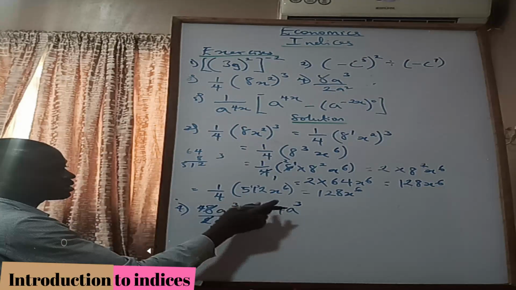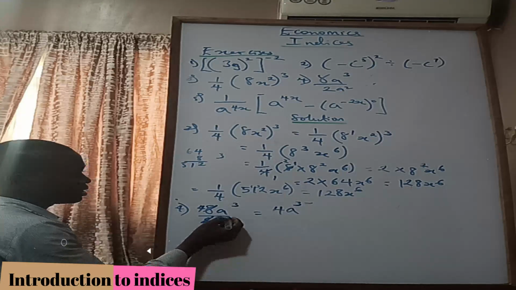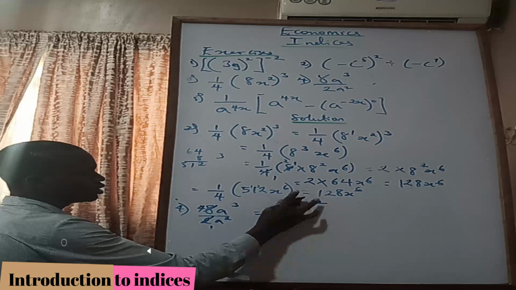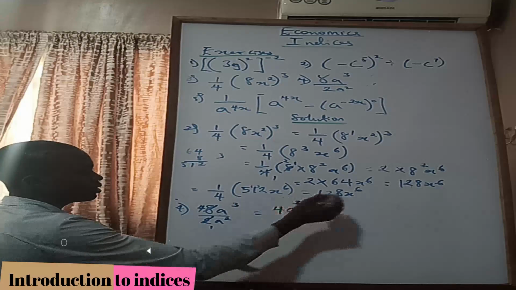Now, the division sign means there will be a minus. Then this squared here, 2. So 4a raised to power 3 minus 2.